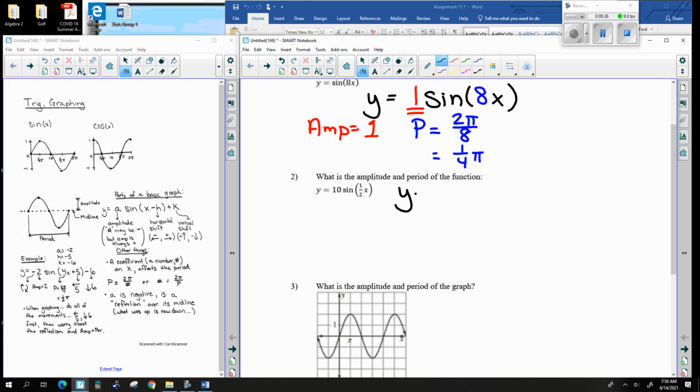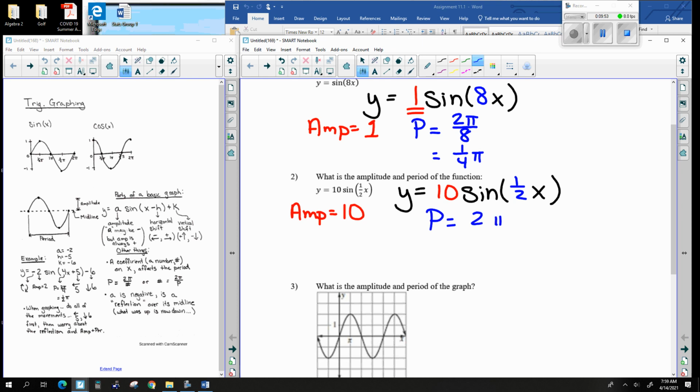Here we have y is equal to 10 sine 1/2 x. We have an inside number of 1/2 and an outside number of 10. So I'll begin with the easy stuff. The amplitude in this case is 10. Now the period, again, is where you need to adjust a little bit.